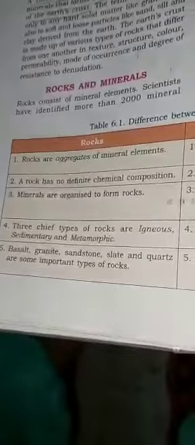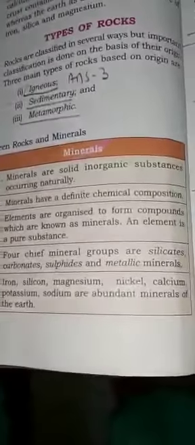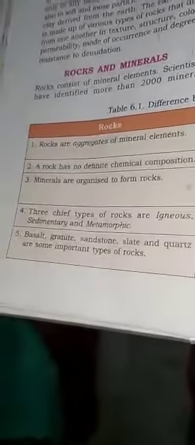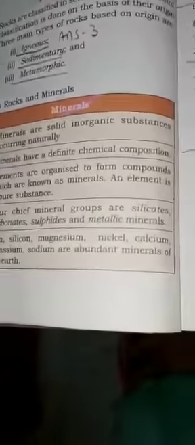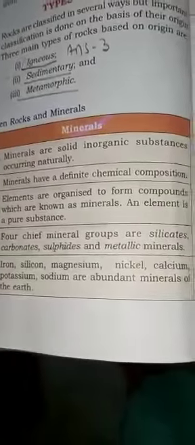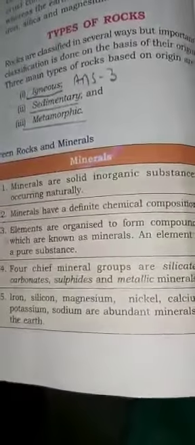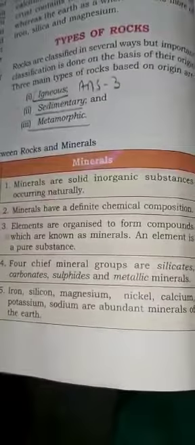A rock has no definite chemical composition, whereas minerals have a definite chemical composition. Minerals are organized to form rocks. Elements are organized to form compounds, which are known as minerals. The three chief types of rocks that I have already told you are igneous, sedimentary and metamorphic, whereas the four chief mineral groups are silicates, carbonates, sulfides and metallic minerals. So four differences are these, and the fifth is the example for each.